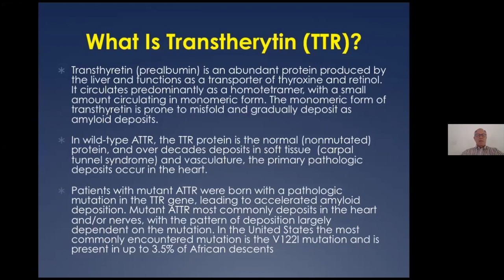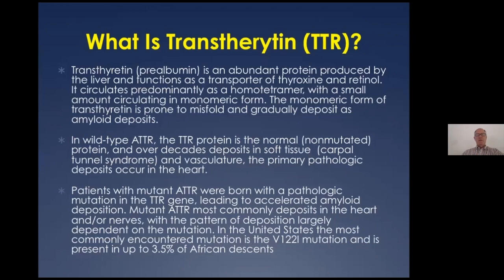In the wild type, that's the non-genetic type, or the non-mutation component, the TTR protein is the normal non-mutated protein, and over decades deposits in soft tissue, such as carpal tunnel syndrome and the vasculature, and the primary pathologic deposits actually occur in the heart. Patients with a mutant ATTR were born with a pathologic mutation in the TTR gene, leading to accelerated amyloid deposition.